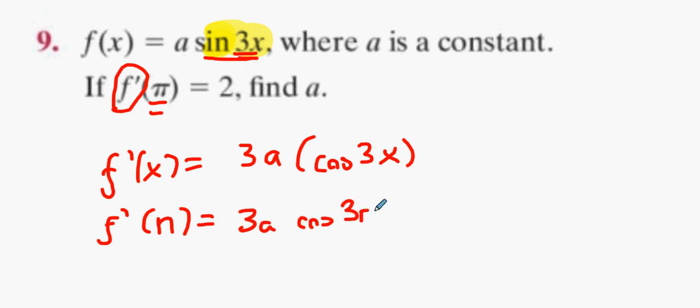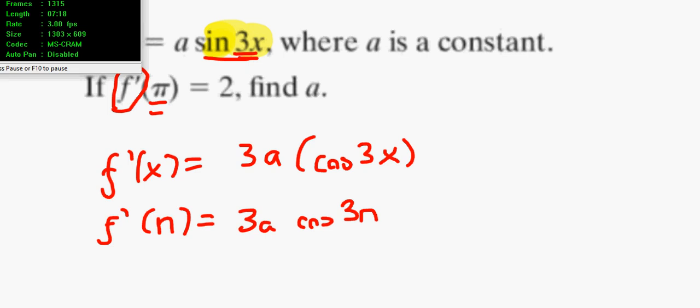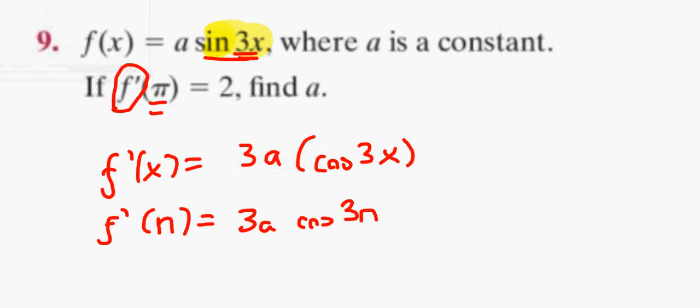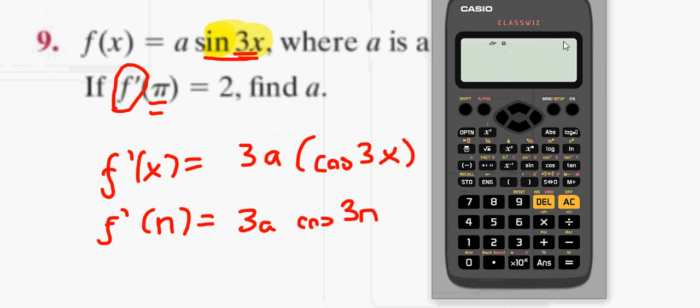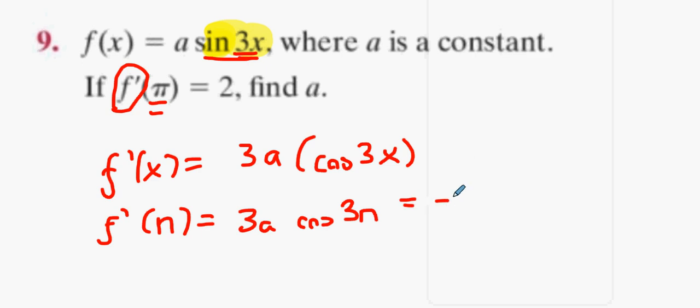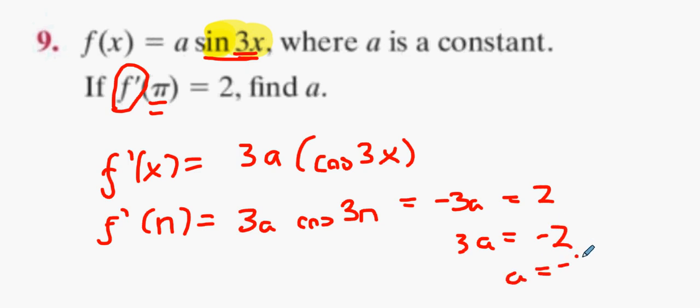Go to my calculator. Make sure it's in a... Alright. I'm in radian mode, which is great news. So 3 cos 3 pi minus 3. So it's minus 3a equals 2. Then we get 3a equals minus 2. A equals minus 2 over 3. Charlie got it. Anybody else get it? Charlie, Louis, Adam got it.